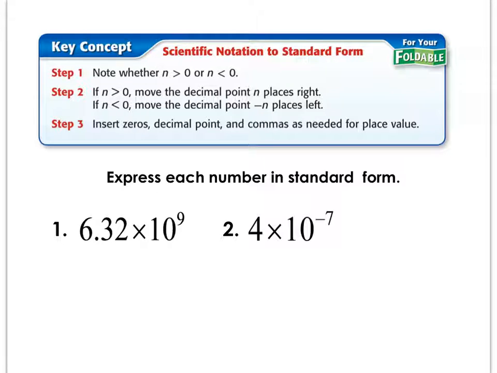Okay, and if we look at going from scientific notation to standard form, step 1 is note whether n is greater than or less than 0. Step 2, if n is greater than 0, we'll move the decimal point n places to the right, or if n is less than 0, we will move the decimal point negative n places left. Step 3, insert zeros, decimal point, and commas as needed for place value. So we'll express each number here in standard form.